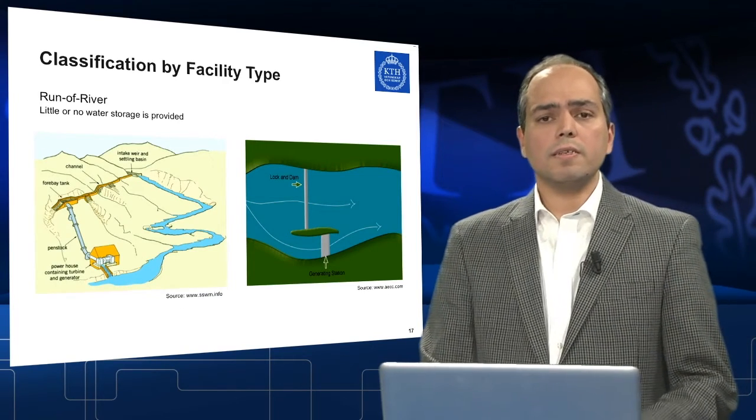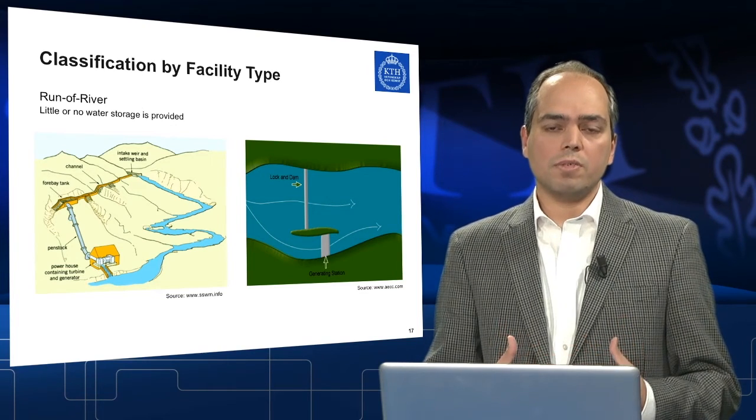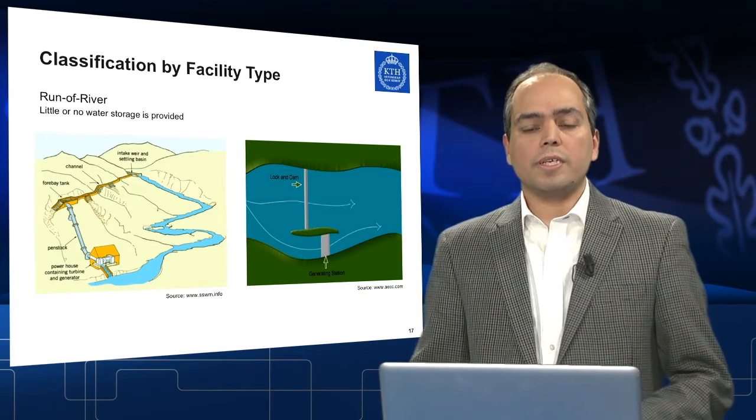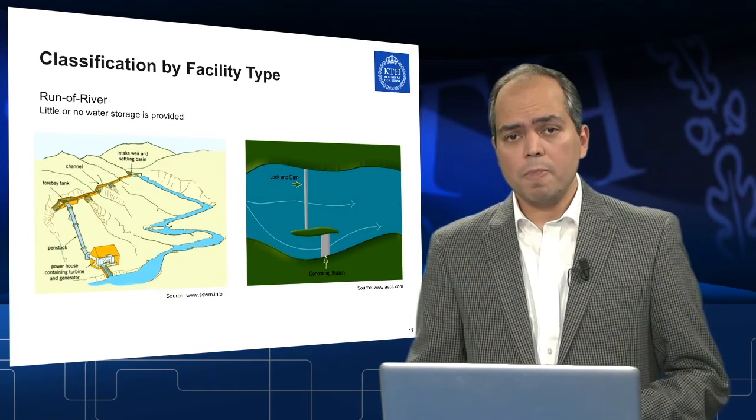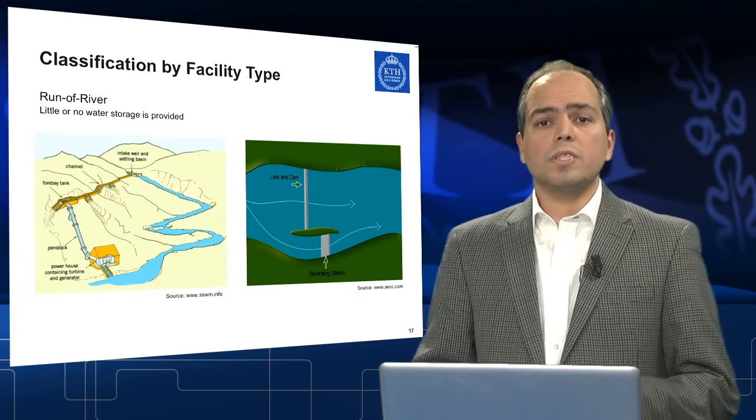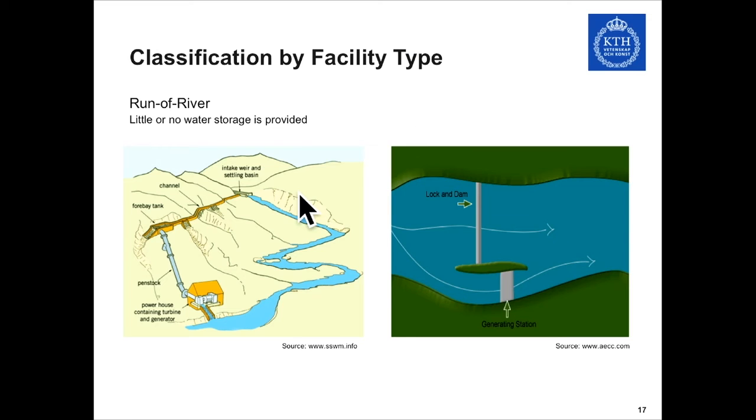So this availability of the area, the topography of the area, and the site specification lead to the classification by facility type. So mainly there are two different schemes: run-of-river or the storage facilities. If we look at a run-of-river, then there is no storage at all, or very limited storage for water in order to be sent to the power station.